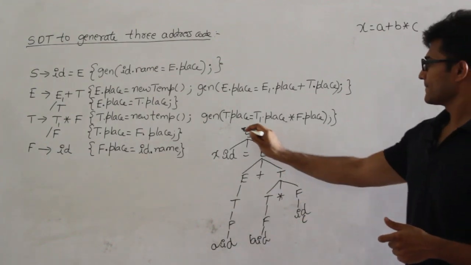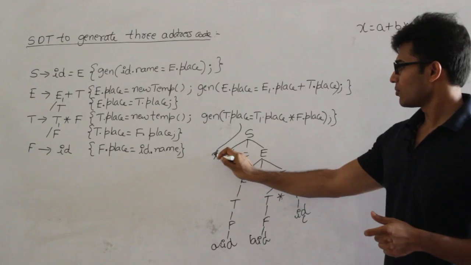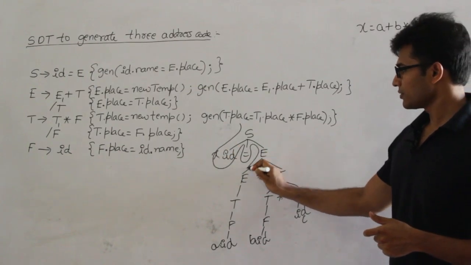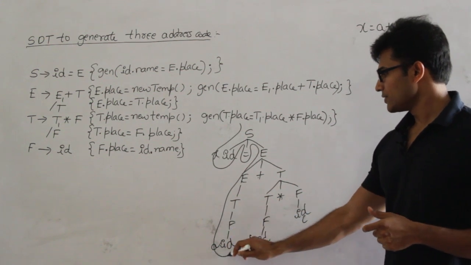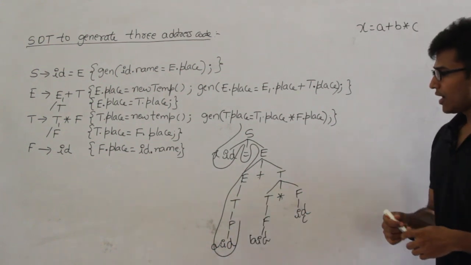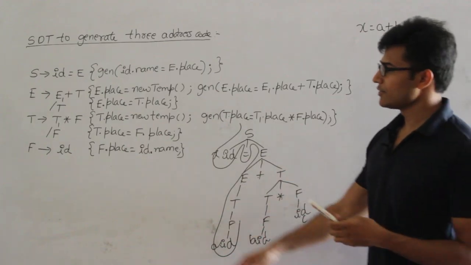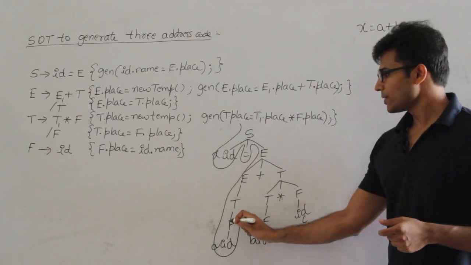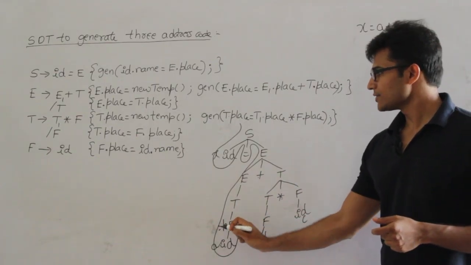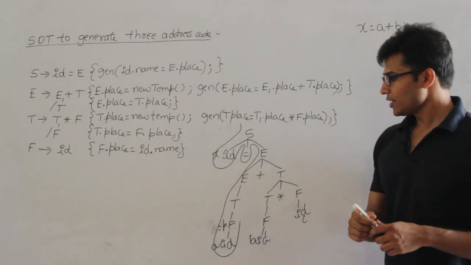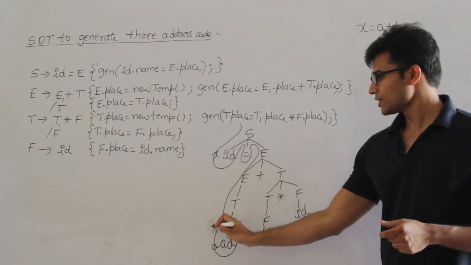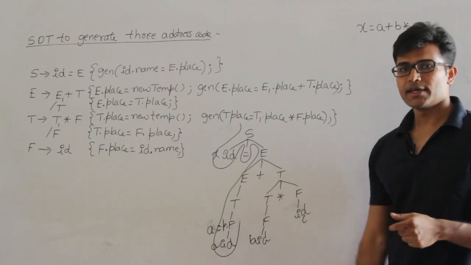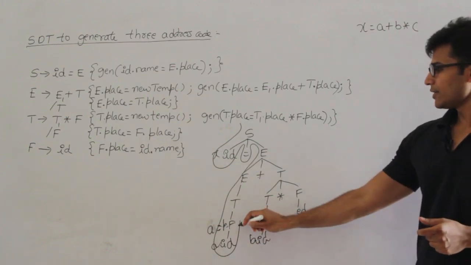Now let me do bottom up parsing. This is not a reduction, this is not a reduction, this is a reduction. So what is reduction? ID is reduced to f. When ID is reduced to f, what is the action associated with this? F dot place equal to id dot name. What is id dot name here? Here id dot name is nothing but a, which means f is going to remember that the variable it has seen is a, and again there is a reduction.